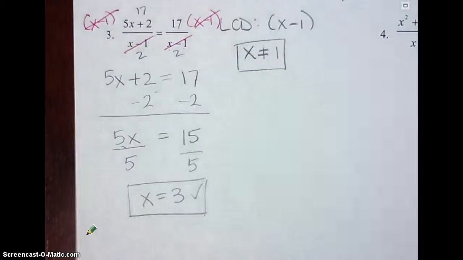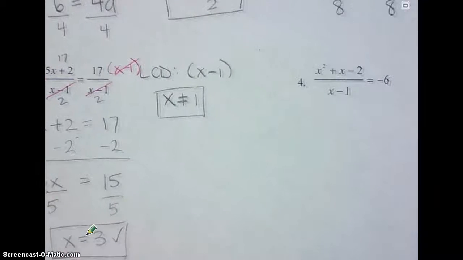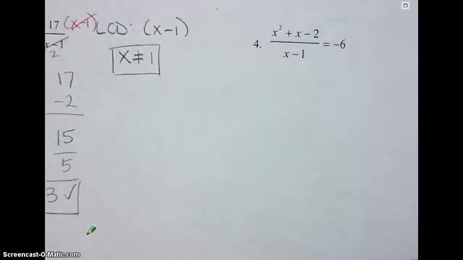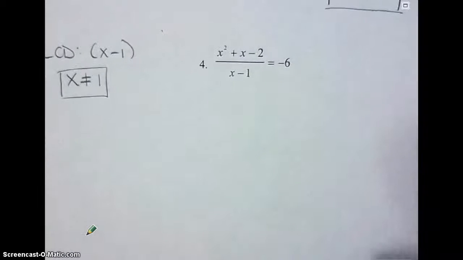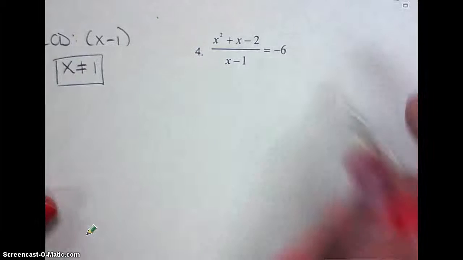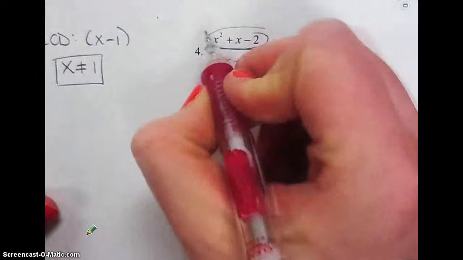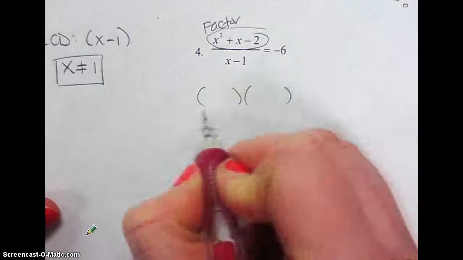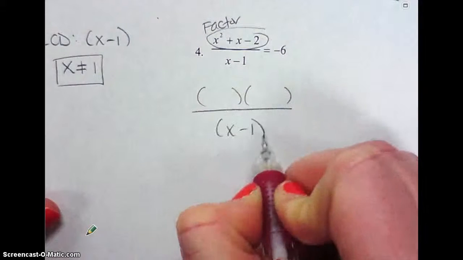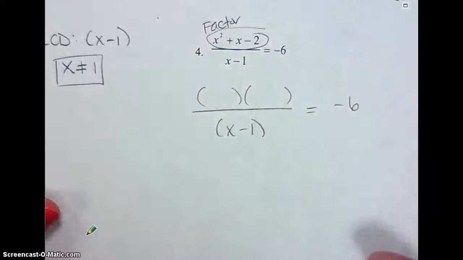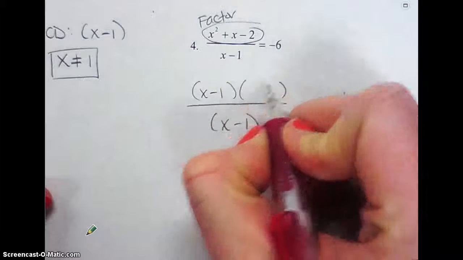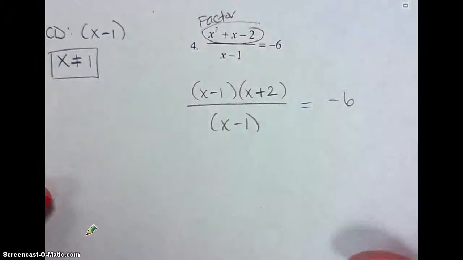Okay, number 4. Before you do the LCD on number 4, because you can't do anything to the bottom, let's factor the top here. So you can do the LCD, you still get the same answer, but it's much less work if you go ahead and factor this top part. So we want to factor that into our 2 parentheses. We have x minus 1 on the bottom and negative 6. What are our 2 factors for that? X minus 1, x plus 2. Perfect. X minus 1, x plus 2.